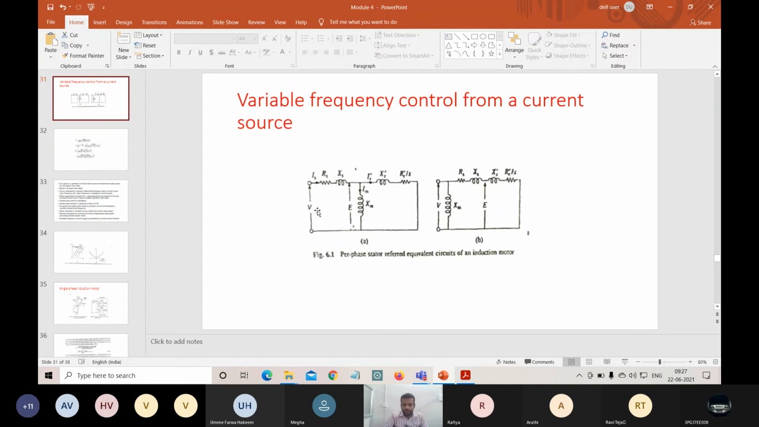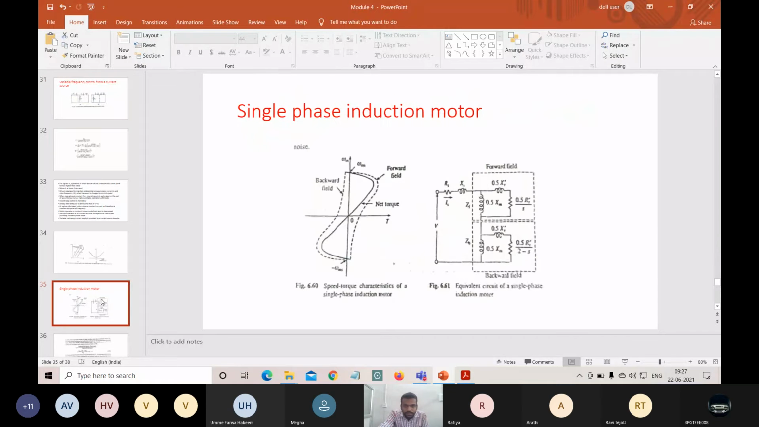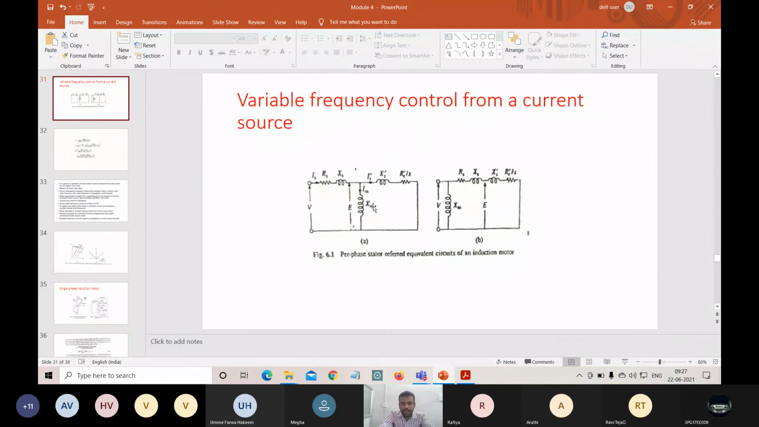So I will just brief about the single phase induction motor. See, the single phase induction motor is not included in your syllabus, but I have to give some basic concepts because I have to solve some problems on that. So for that I will show some characteristics. Okay. So this is the equivalent circuit, the same equivalent circuit for a single phase motor as well as a three phase motor. Okay, that's the first concept.